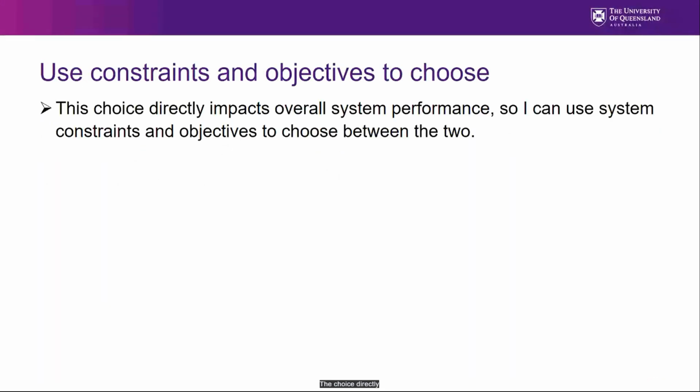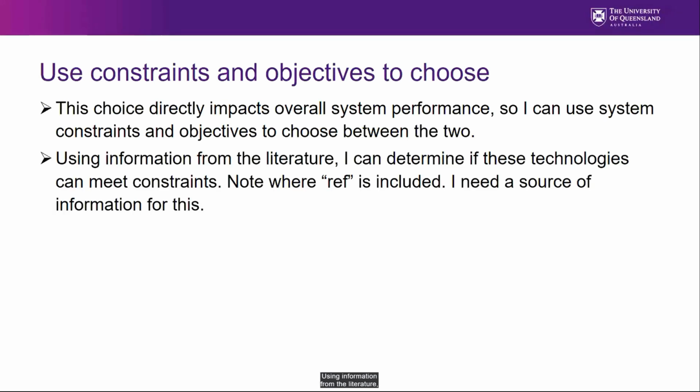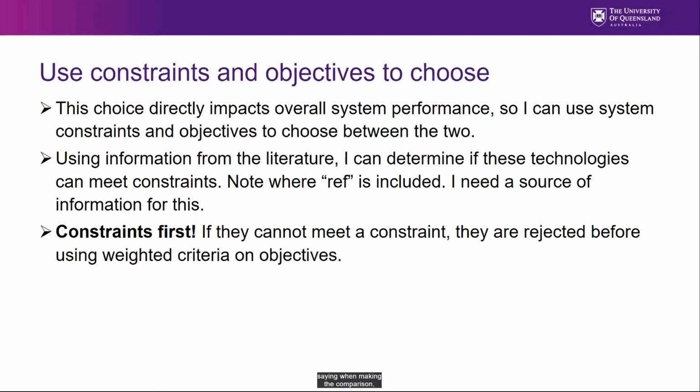The choice directly impacts overall system performance, so I can use system constraints and objectives to choose between these 2 variants. Using information from the literature, I can determine if these technologies can meet constraints. Note that I've had to use references in several places here to source information to be able to support what I am saying. When making the comparison, we always use constraints first. If a variant cannot meet a constraint, it is rejected before using any weighted criteria on objectives.